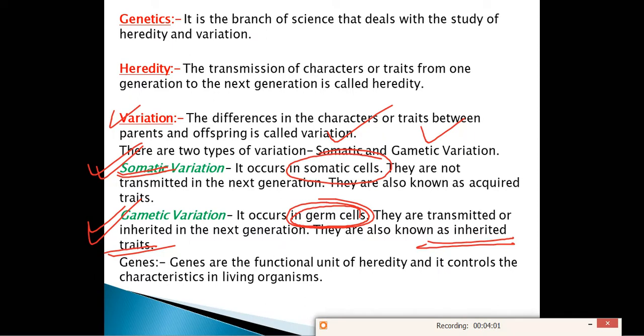Now let's discuss genes. As you know, genes are the functional unit of heredity, right? Genes are passed on from one generation to the other generation, and they also control particular characteristics in an organism: eye color, height of the person, skin color, etc.